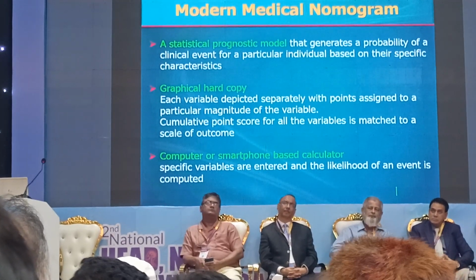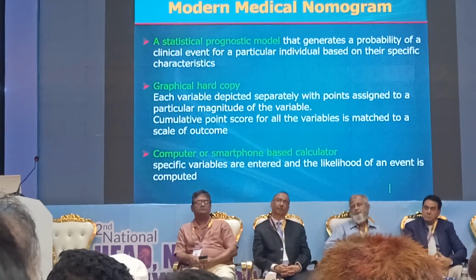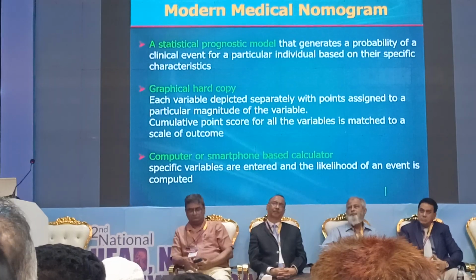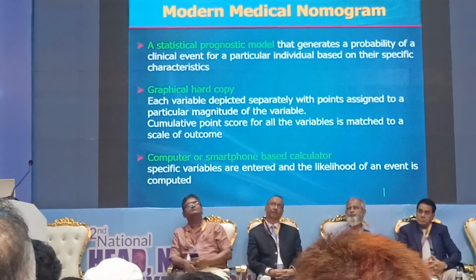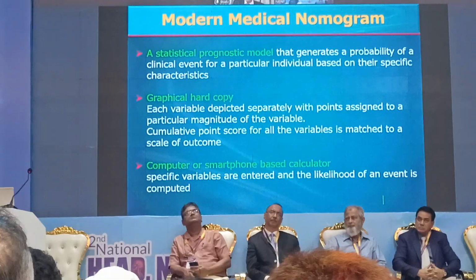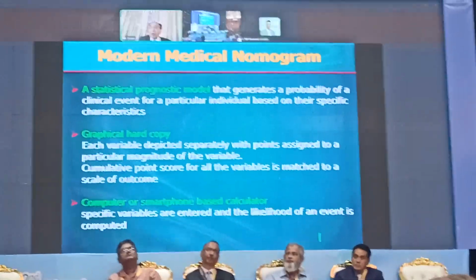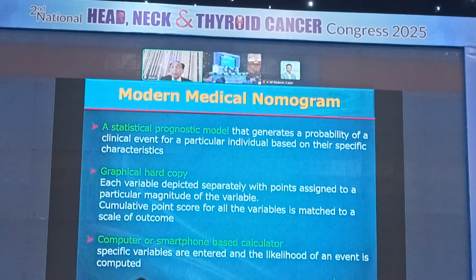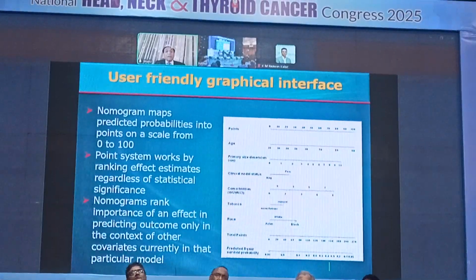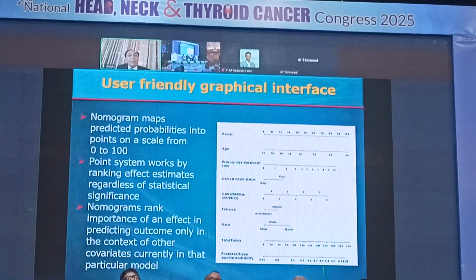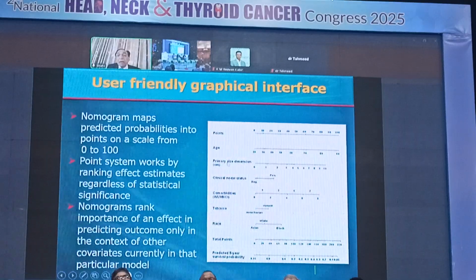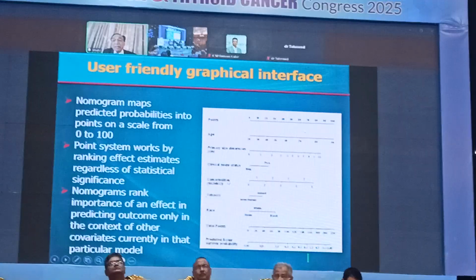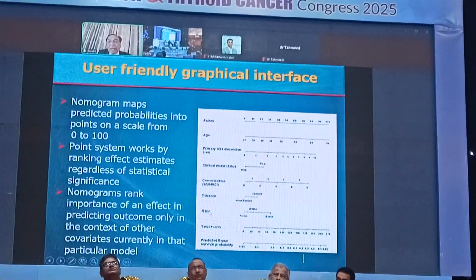A modern medical nomogram is a statistical prognostic model which is available on a graphical hard copy and is also available on a computer or on your smartphone, iPhone in your hand, where you can in an instant arrive at a nomogram while the patient is sitting in front of you as you enter the various parameters that are important for the patient's prognosis. So, a nomogram, for example, maps a patient's age, primary site, tumor dimensions, clinical nodal status, comorbidities, tobacco use, patient's ethnic race, etc.